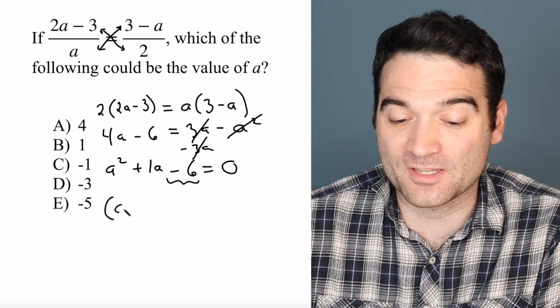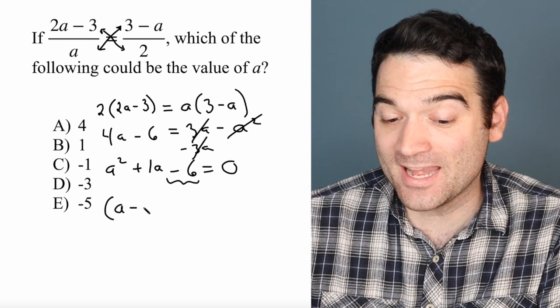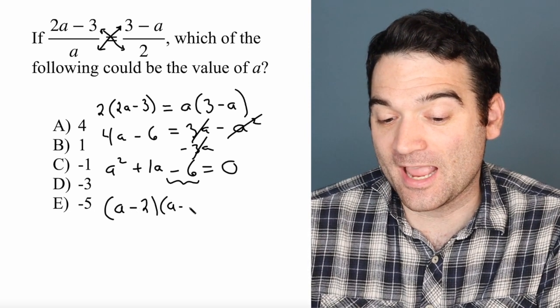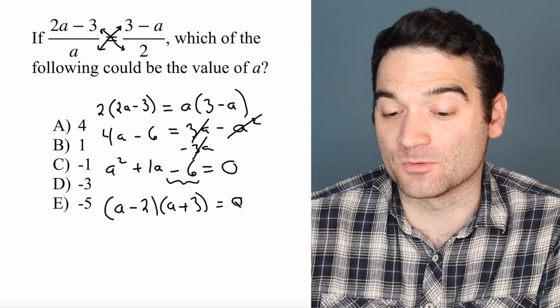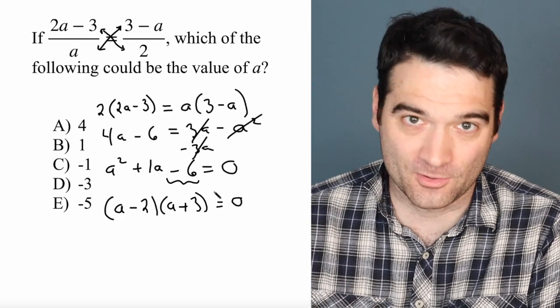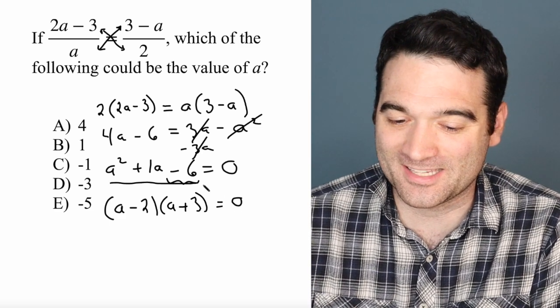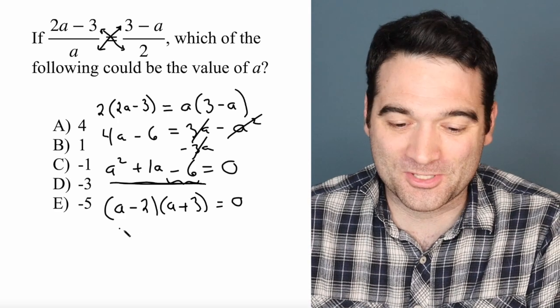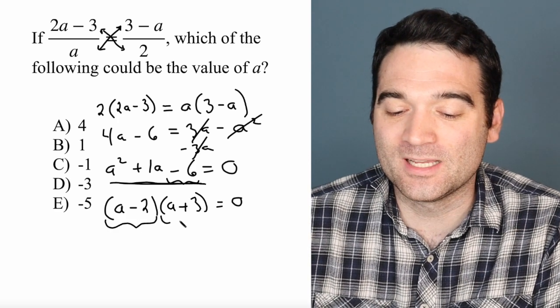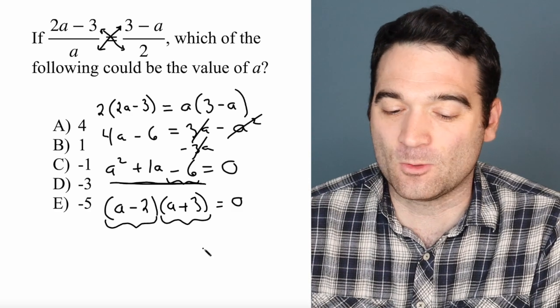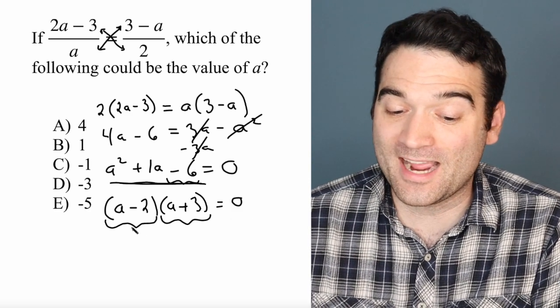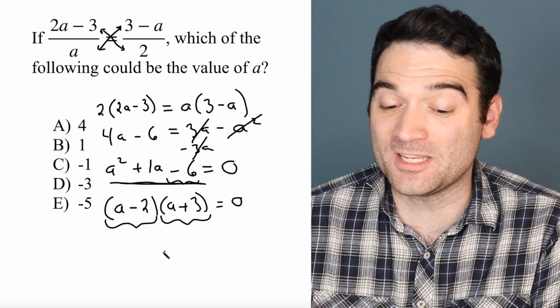So when we factor this, it's going to be a minus 2 times a plus 3 equals 0. And sure enough, when you FOIL that out, you'll see it comes out to this expression. Okay, so we're almost there. We know that a minus 2 times a plus 3 is equal to 0. So that means either this expression or this expression must equal 0.